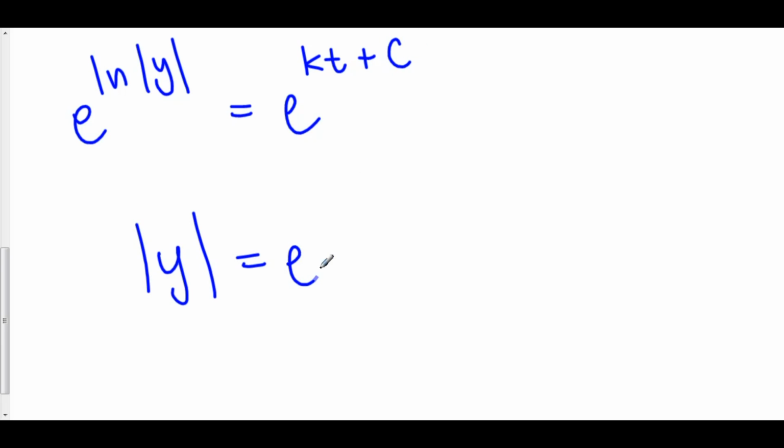I can split this up, so this is e to the c times e to the kt, and I'm allowed to do this due to one of our properties of exponents. When we multiply a common base, we just add the exponents. We have kt plus c. And of course, we can always break it up and go backwards as well.